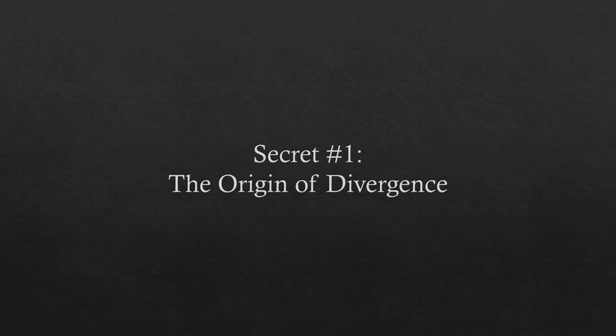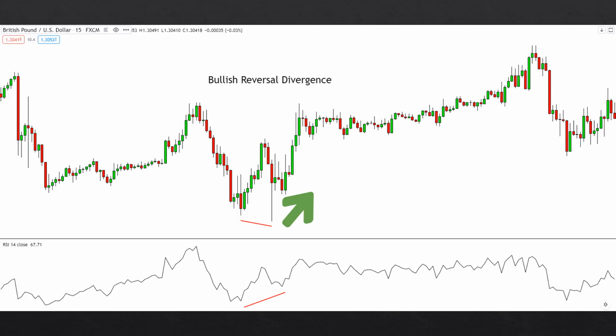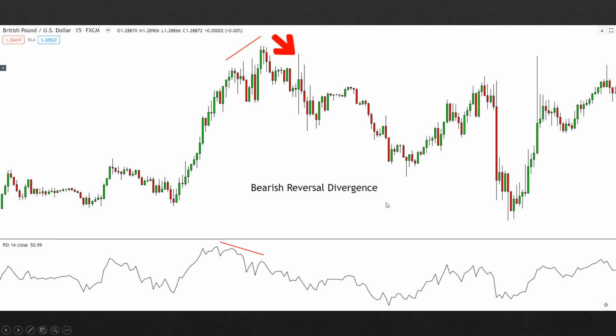This technique is all about comparing the corresponding highs and lows of price action and the RSI indicator. When price action is creating lower lows and the RSI is creating higher lows, we have a situation called bullish reversal divergence, which basically means that price is about to reverse to the upside. When price action is generating higher highs and the RSI is generating lower highs, we have a bearish reversal divergence, which signals that price is about to reverse to the downside.